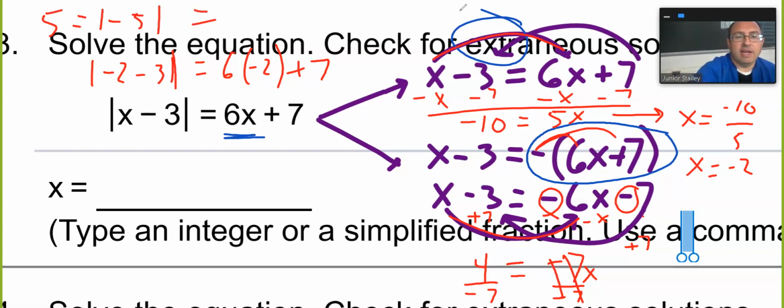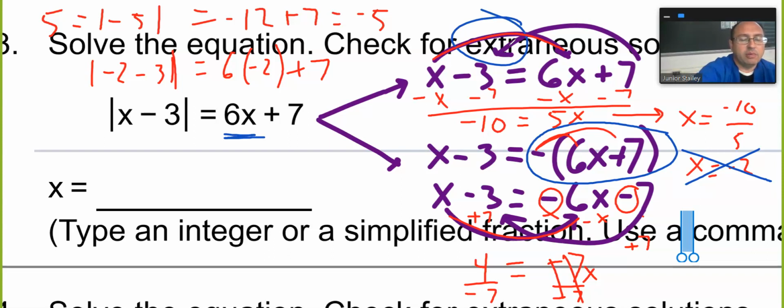On the other side, I've got negative 12 plus 7. That's negative 5. Oh, my goodness, they are not equal. So negative 2 is an extraneous solution. It is not an acceptable solution to this question. How about that negative 4/7?